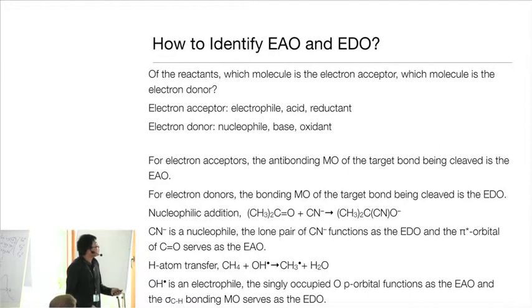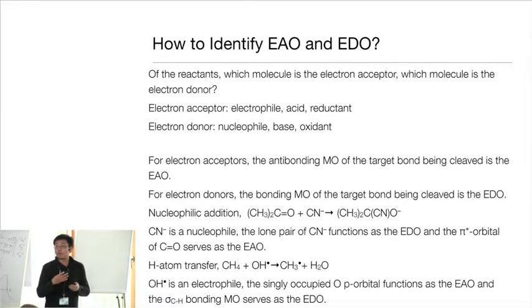Once you know which molecule gets reduced and which gets oxidized, you go one step further to identify your players at the orbital level. For the electron acceptor, the antibonding orbital of the target bond being cleaved is the electron accepting orbital. And for the electron donor, the bonding orbital of the target bond being cleaved is the electron donating orbital.